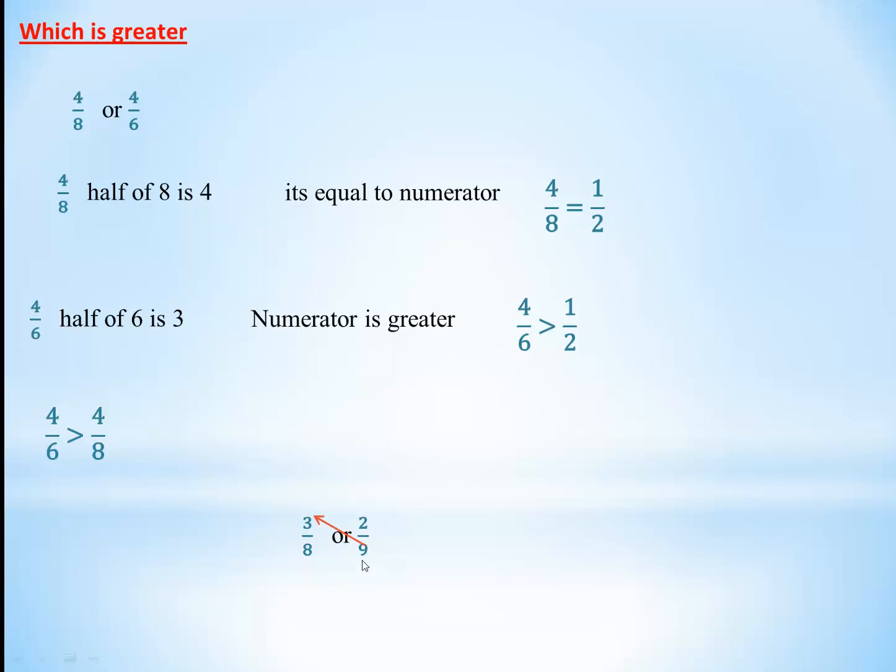Okay, let's see. 9 times 3 equals 27. Put the answer up. 8 times 2 is 16, and put the answer up. Which is greater, 27 or 16? 27. So 3/8 is greater than 2/9. Thank you.